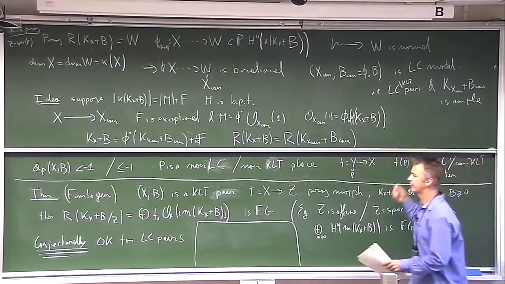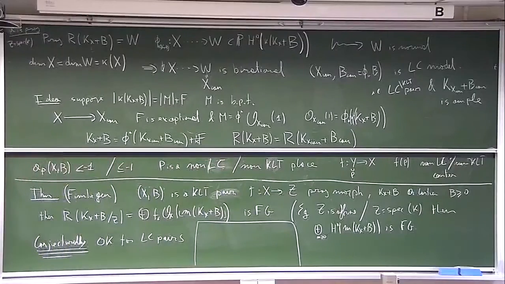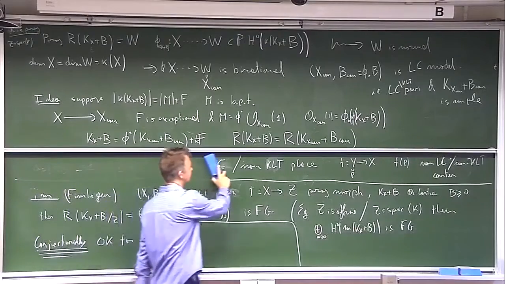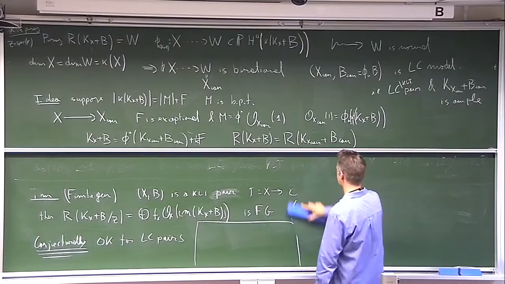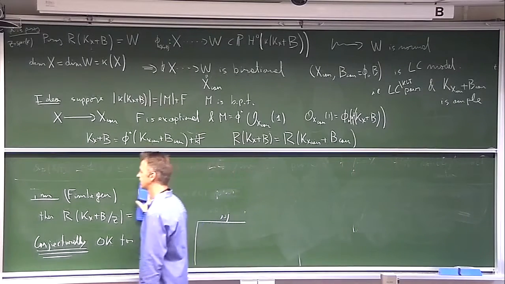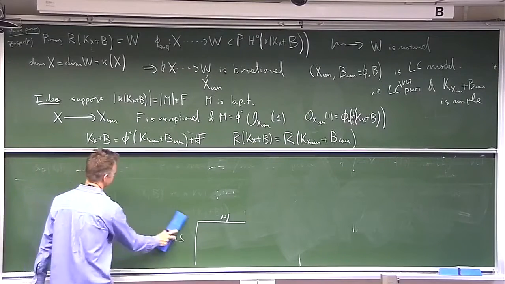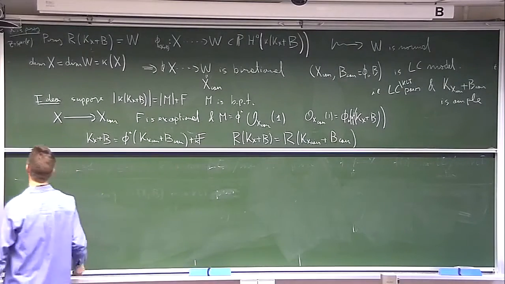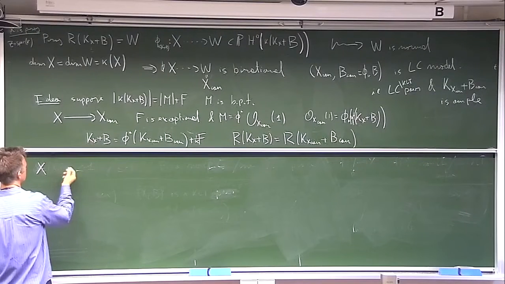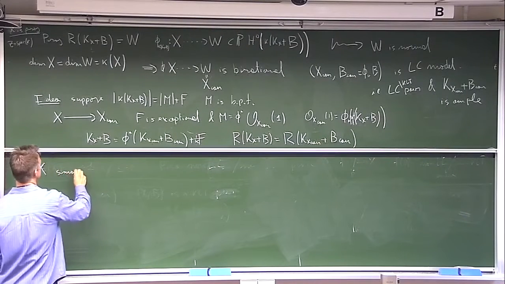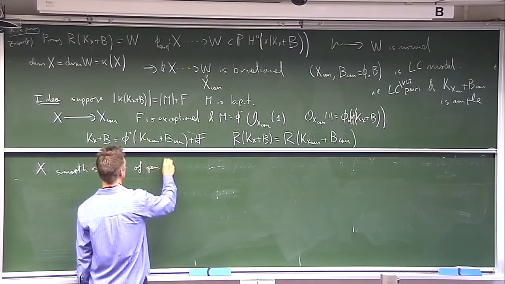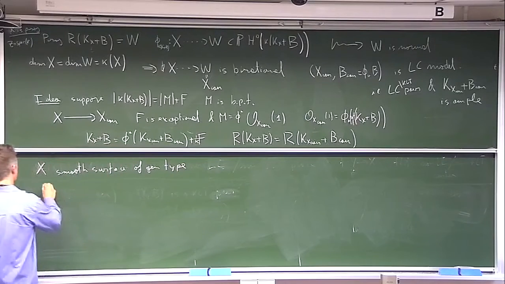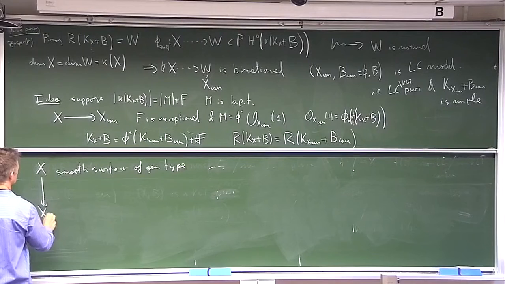So maybe for those who don't know this already, I should also remind you how this works out in the case of surfaces. In the case of surfaces, you do this very geometrically. You start with your favorite surface, then you produce a minimal surface, and then you produce a canonical surface from it. So you start with X, your favorite smooth projective surface of general type. Then you apply Castelnuovo's criterion, and you construct the minimal model.